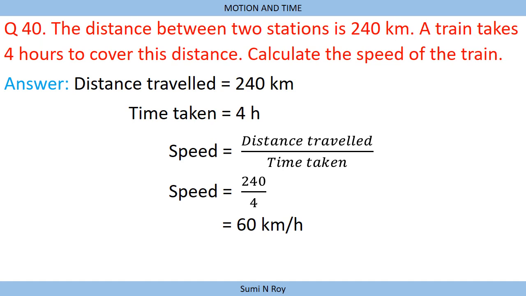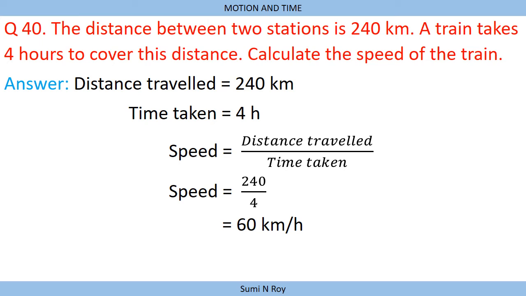The next question is, the distance between two stations is 240 kilometer. A train takes 4 hours to cover this distance. Calculate the speed of the train. So the distance traveled is equal to 240 kilometers. Time taken is equal to 4 hours, which is given in our question.